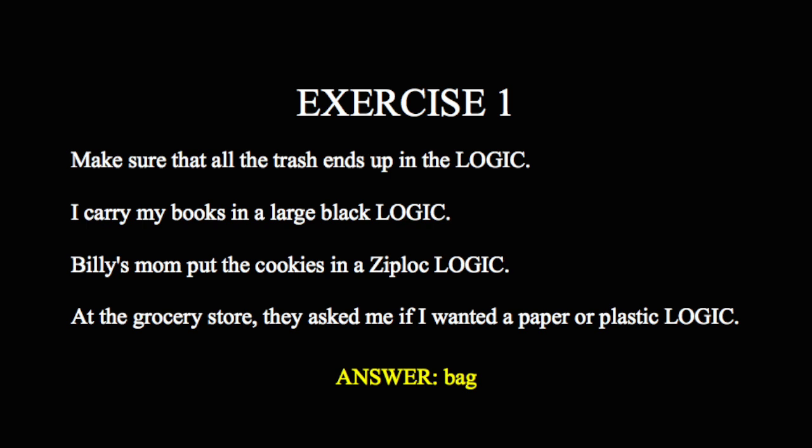I carry all my books in a large black bag. That would make sense. Billy's mom put the cookies in a Ziploc bag. Perfect sense. At the grocery store, they asked me if I wanted a paper or a plastic bag. Inferring, we can come to the conclusion that this missing word is bag.